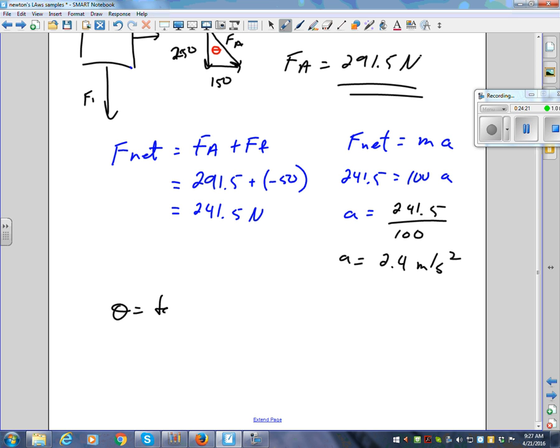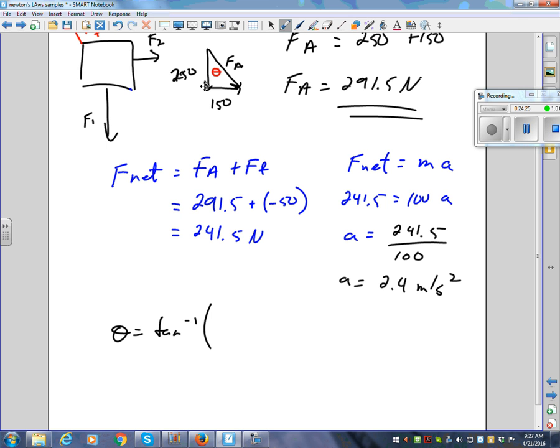Theta equals inverse tan, opposite over adjacent, 150 over 250. Make sure your calculator's in degrees. I get 31 degrees. Do I leave it just like that?